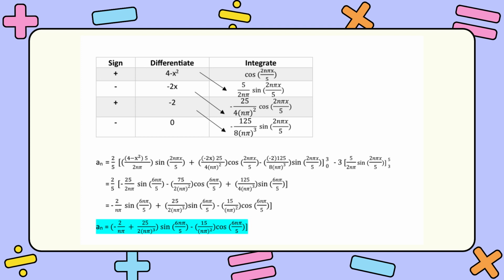So the function that needs to be differentiated is 4 minus x squared, and the function that needs to be integrated is cos(2nπx/5). So when I calculated all this, it was found to be this value of an, and the final answer for an is -2nπ + 25/(2nπ)^3 sin(6nπ/5) - 15nπ² cos(6nπ/5). So this is the value for an.